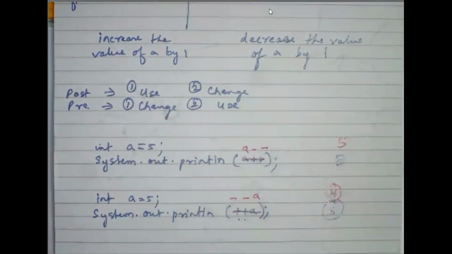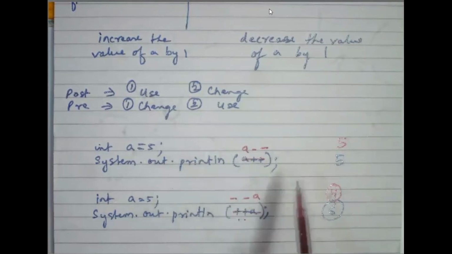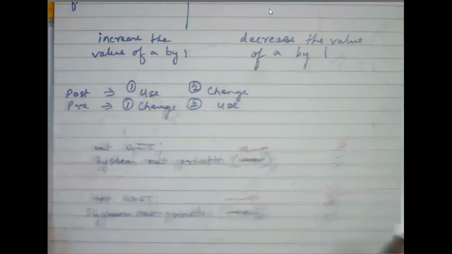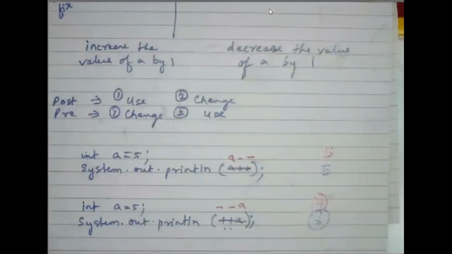So you understand? In case of postfix, first we use the value, let it be for printing, let it be for assigning, we use it. Later on, we change the value. But in case of prefix, first we change it and then we use the value. So we will understand in detail with the help of a few numericals.